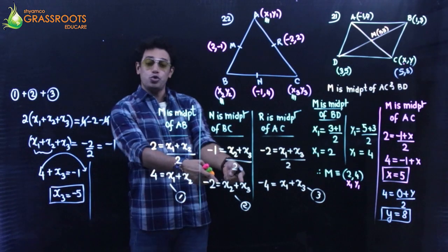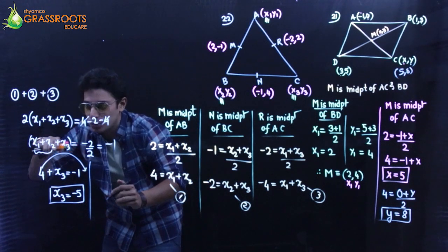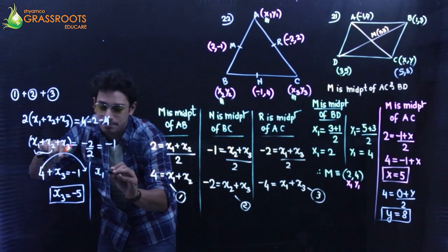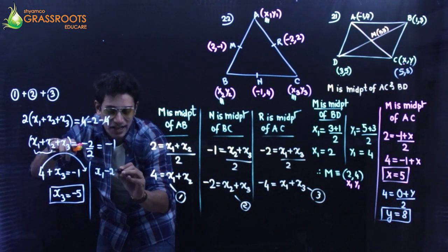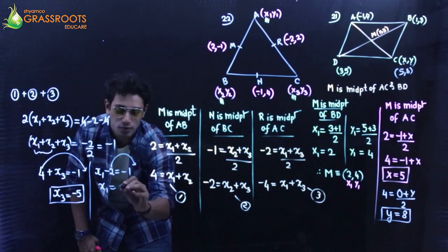Similarly, what is x2 plus x3? Minus 2. x2 plus x3 is minus 2. Get x1 as it is. Instead of x2 plus x3, I put minus 2. So x1 is 2 minus 1, which is 1.